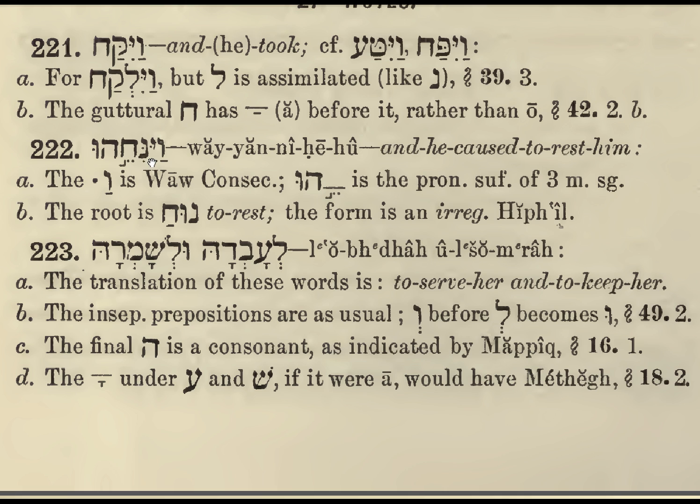Vayannihehu, and he caused to rest him. So va with the dagesh forte here is vav consecutive. Ehu is the pronoun suffix, third person masculine singular, pronominal suffix. The root is nuach, to rest, and it's an irregular hifangil.